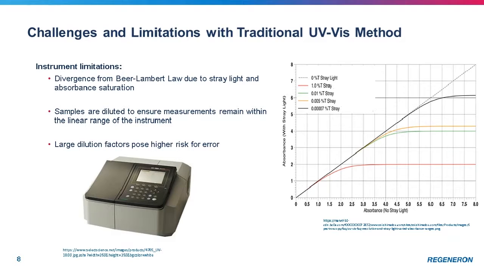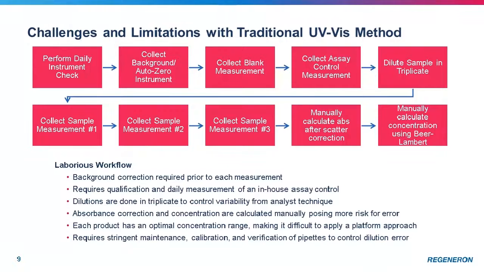Due to these instrument limitations, samples often require dilution to ensure that measurements remain within the linear range of the instrument. This is particularly difficult for high concentration samples, as it leads to larger dilution factors and often the need to perform multiple dilutions in series. This poses higher risk for error due to analyst and equipment variability. So having to dilute samples typically leads to a very laborious process, especially in the quality control space.